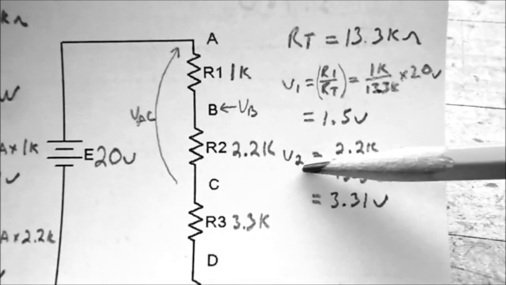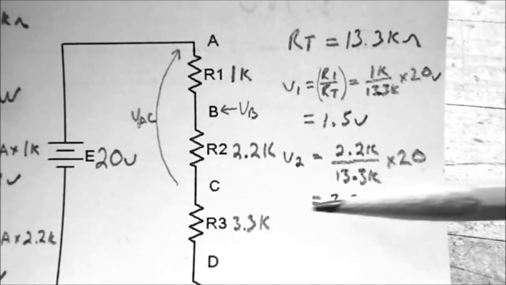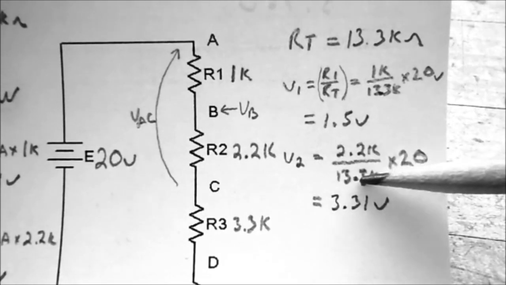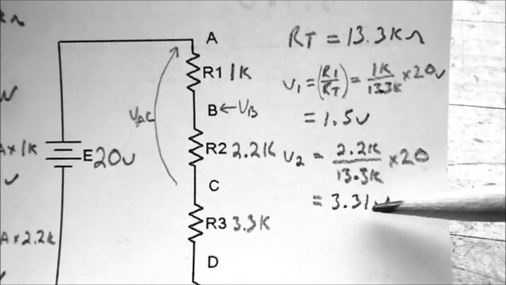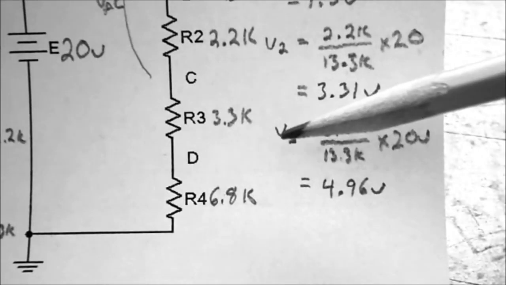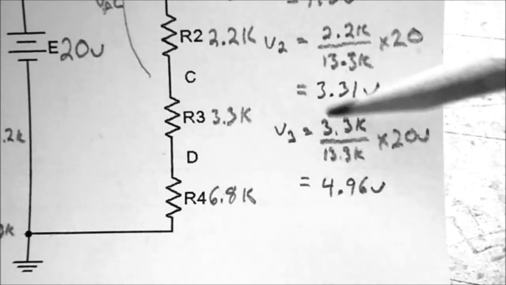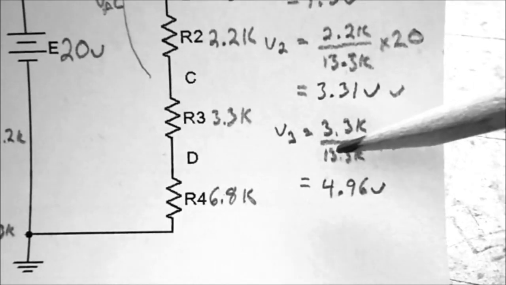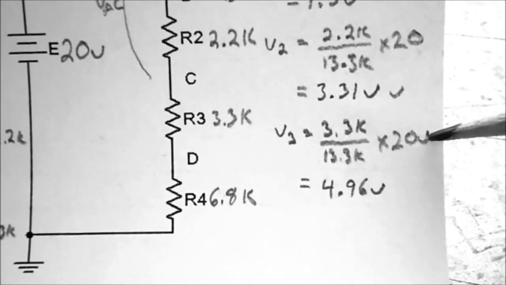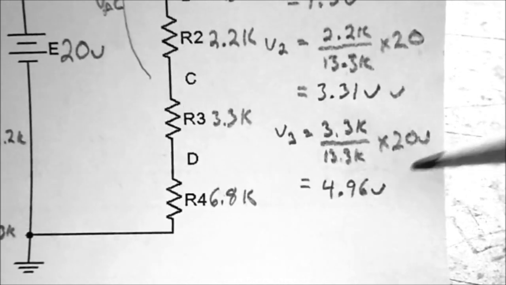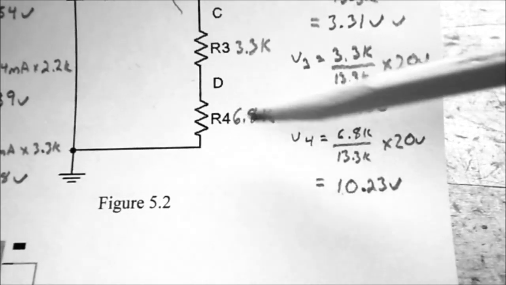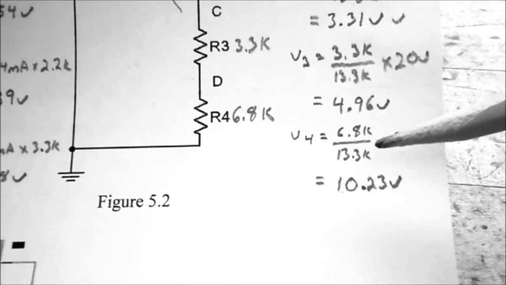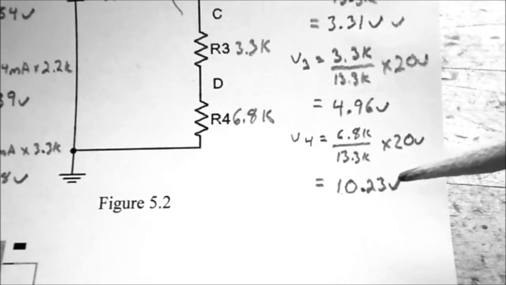So V2, the voltage drop across resistor 2, is going to be equal to 2.2K divided by 13.3K ohms times the 20 volts, which is going to work out to 3.31 volts. So V3, the voltage drop across resistor 3, is going to be equal to 3.3K divided by 13.3K times the 20 volts, which equals 4.96 volts. V4, which is the voltage drop across resistor 4, is equal to the 6.8K divided by the 13.3K ohms times the 20 volts, which equals 10.23 volts.